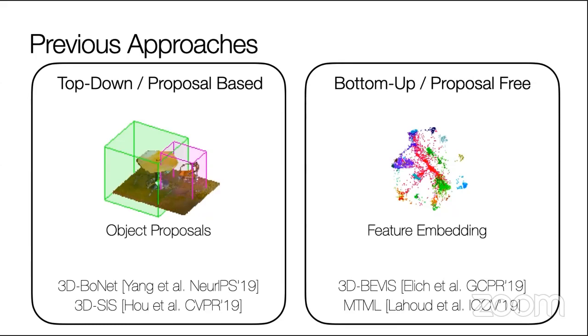On the other side, we have bottom-up or proposal-free methods such as 3D-BEVIS or MTML. These methods learn in the first stage a feature embedding for each point of the input scene, and then in the second stage, they cluster the embedding features into the final object instances. However, by learning an embedding, the loss function does not directly minimize the actual objective function of instance segmentation. Furthermore, clustering a large number of high-dimensional features can be computationally expensive.